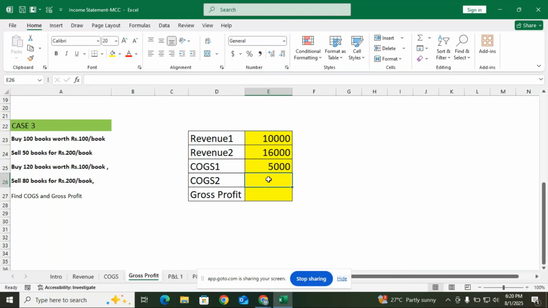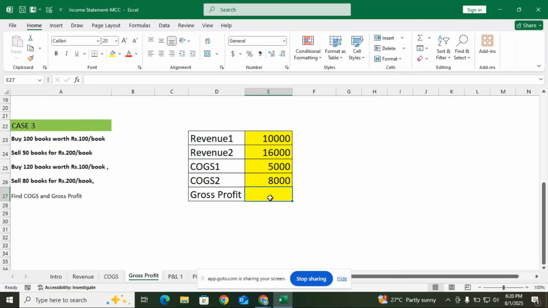And what is COGS 2? Equals to 80 books were sold. And what is the cost price of these 80 books? 100 per book.